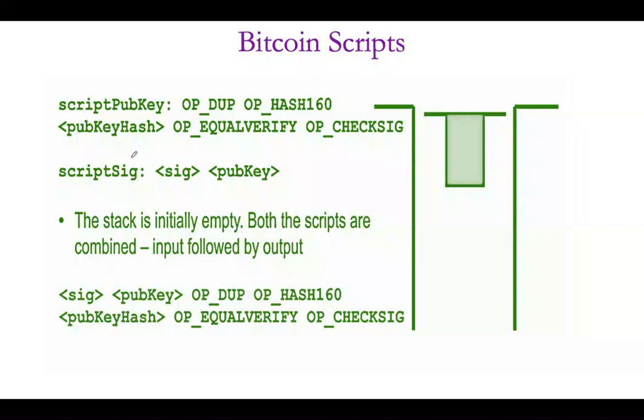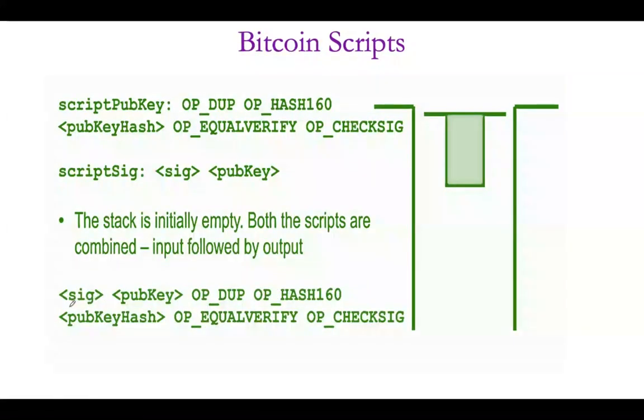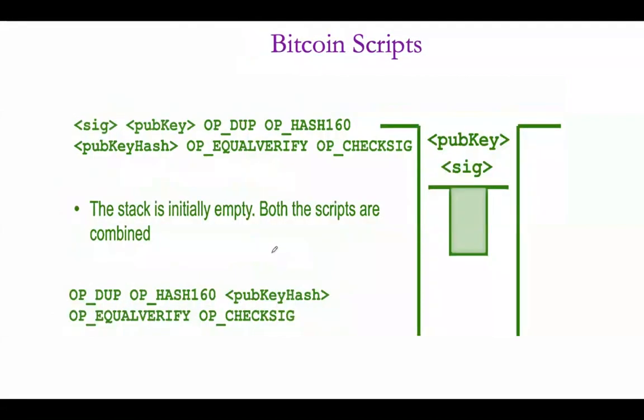As said initially, the stack is empty, but both the scripts are combined, so the input followed by the output. First, the input goes in. The input is what is used to spend, so the input means your script sign. In the script sign, the instructions are first the signature followed by the public key, and after that the next instruction of your public key. So you will get the input followed by the public key.